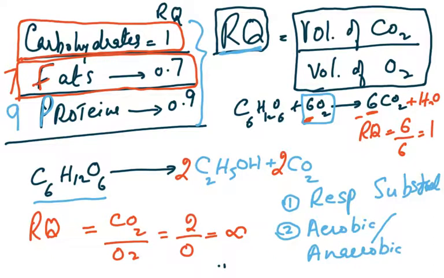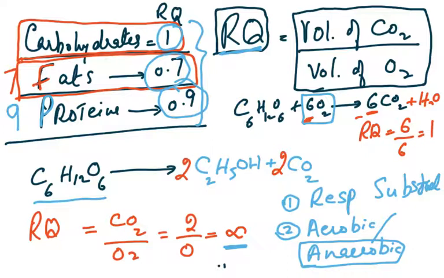Number 1, if it is 1 or less than 1, then it has to be aerobic. But if it is more than 1, because you see now we are looking at this figure, infinity, that means there is some aerobic and some anaerobic respiration taking place. So this is what we needed to understand about RQ.